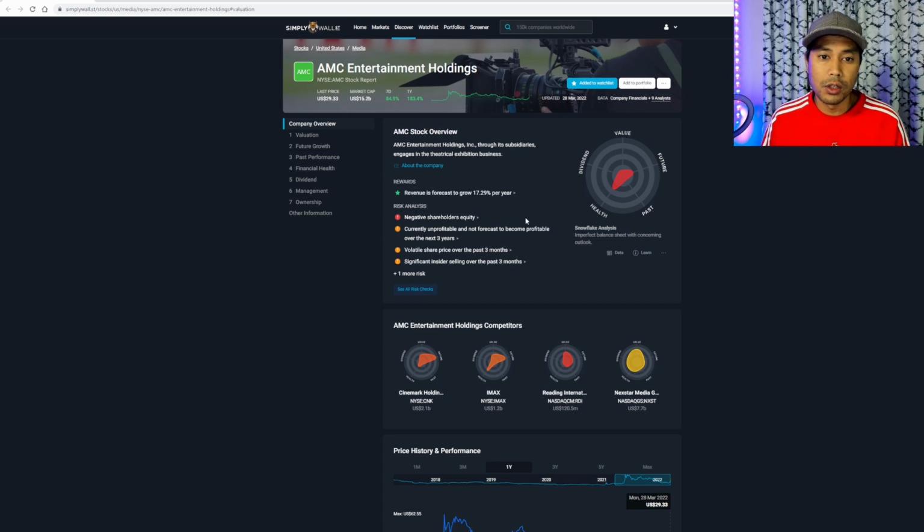Also, the stock is very volatile over the past 3 months. It's also been very volatile over the last 12 months as well. And a very bad one is there has been significant insider selling in the past 3 months, and the people that are running the company are actually selling their own stock because probably they think it's too high right now because of how it's been pushed up.